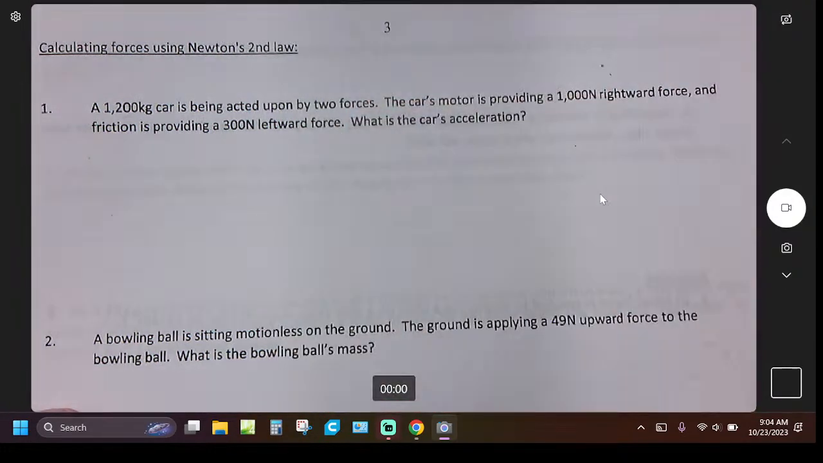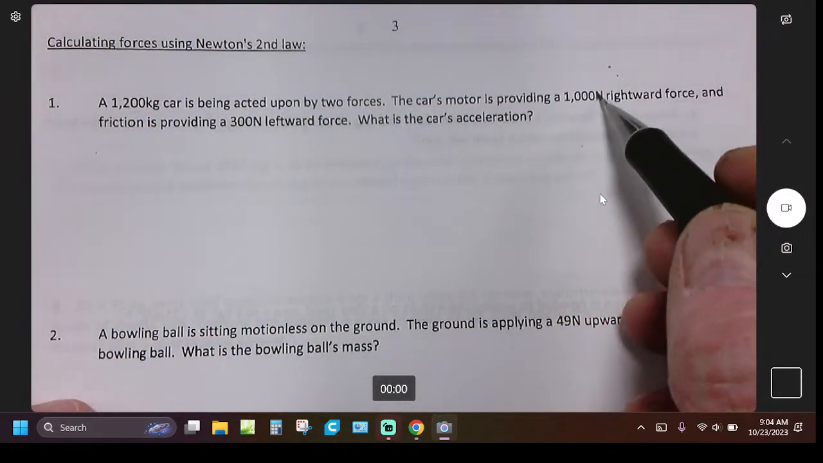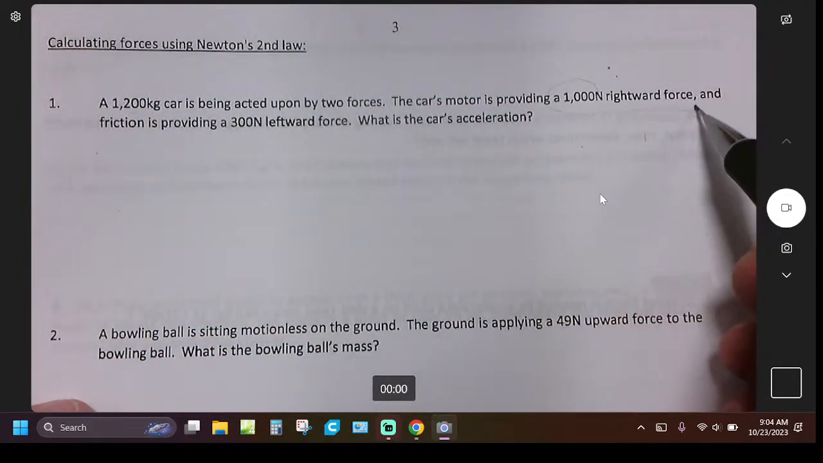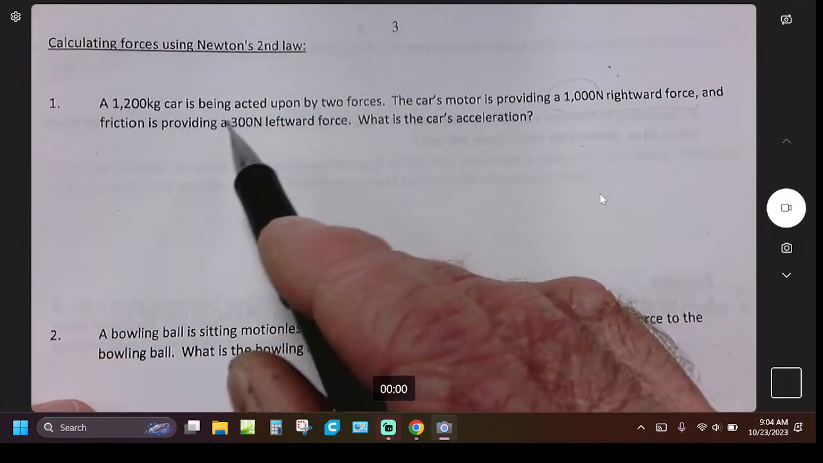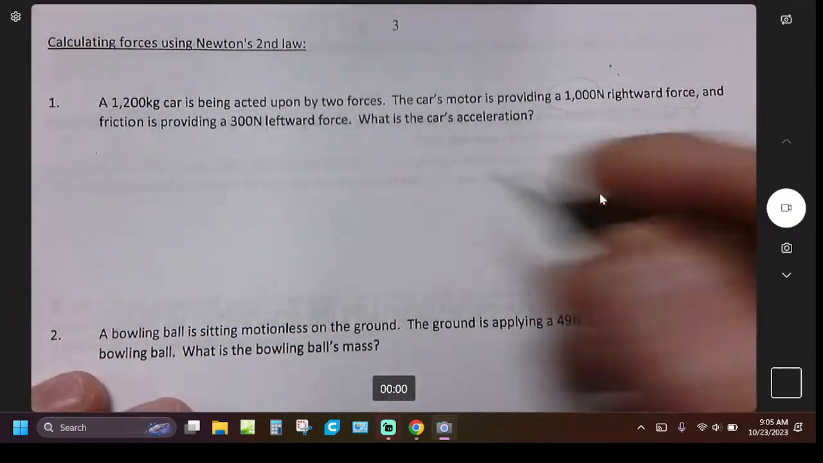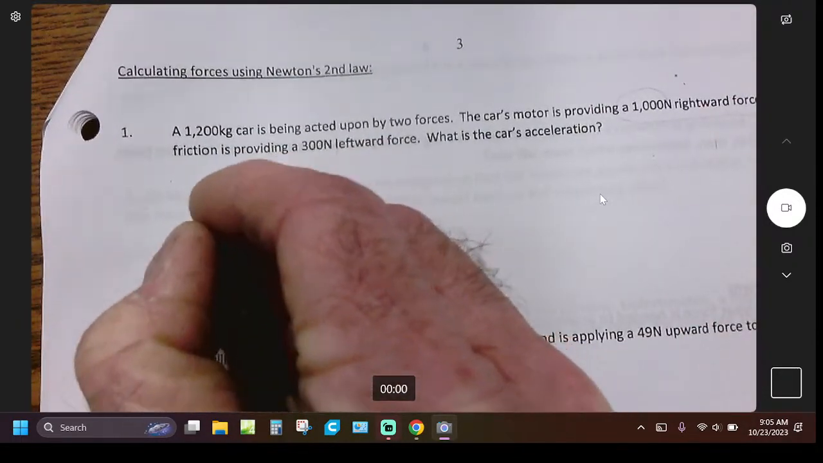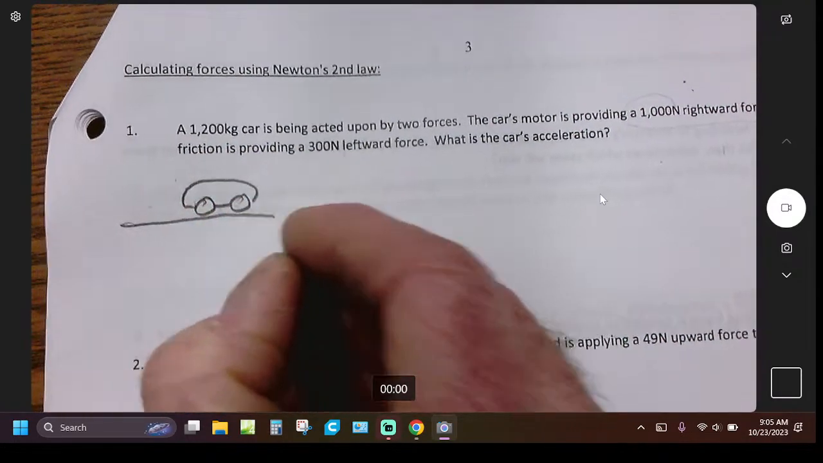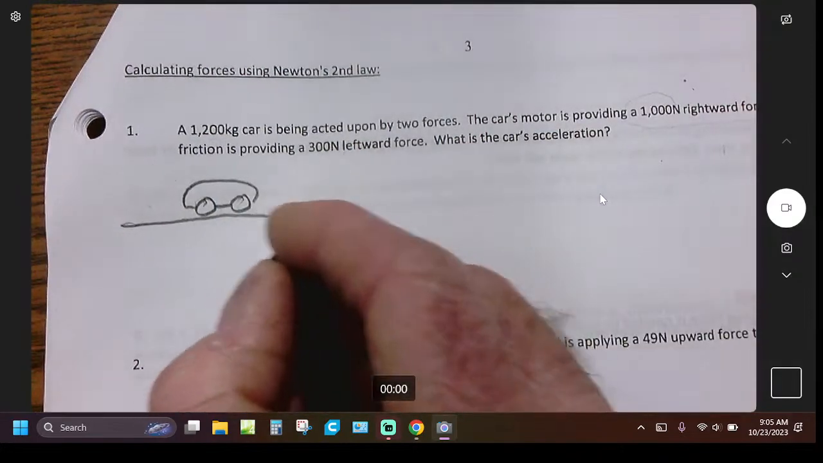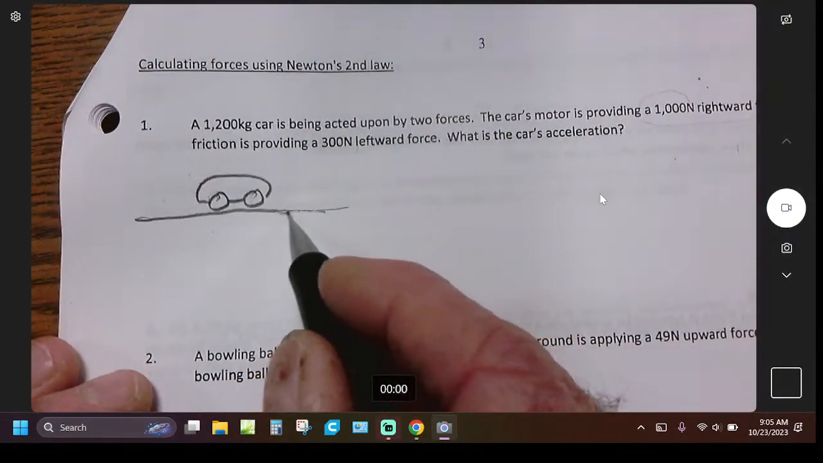There are going to be more forces in my diagram. The car's motor is providing a 1,000 Newton rightward force. And friction is providing a 300 Newton leftward force. I'm hating this problem. It's my own problem. So I'll explain why I hate this as we go. First off, I hate it because I'm going to draw more than two forces. There are more than two forces acting on the car.